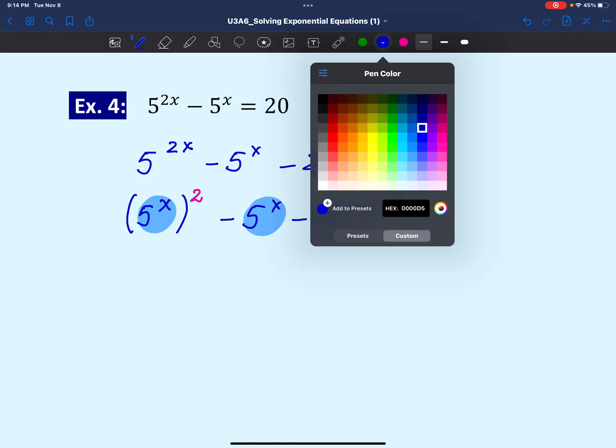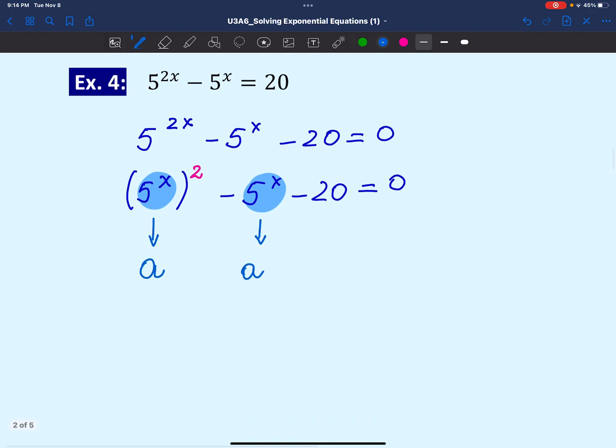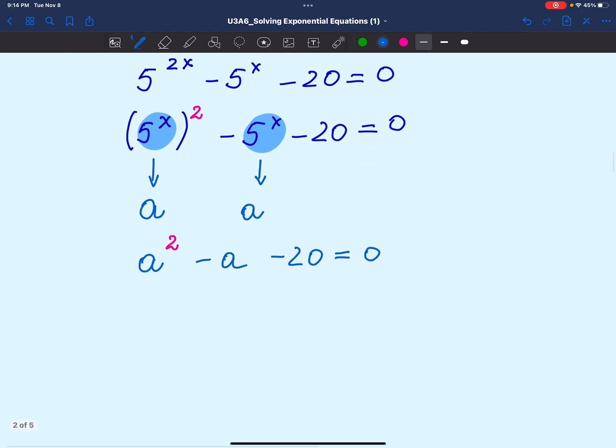So if we replace the 5 to the power of x by some literal variable a, so we have, let's say, a representing 5 to the power of x, look at what the equation is going to look like. So we have a to the power of 2, and then we have minus a, and then minus 20 equals 0. So we can clearly see now that this is a quadratic equation. We can easily solve this by either using factoring or quadratic formula.